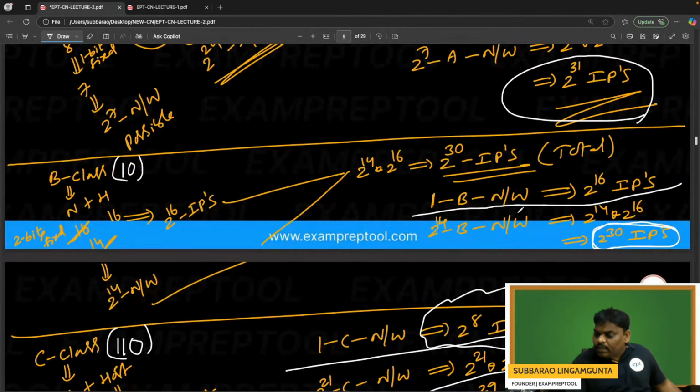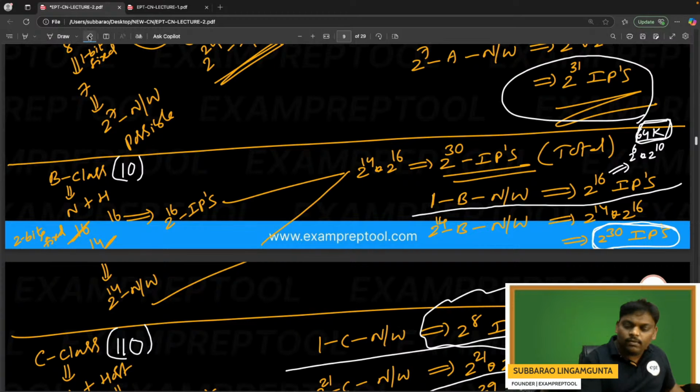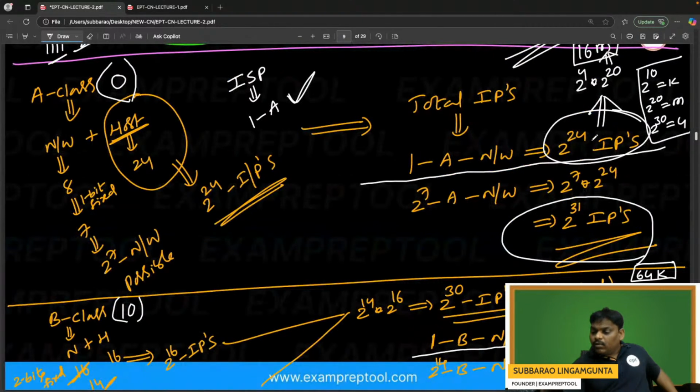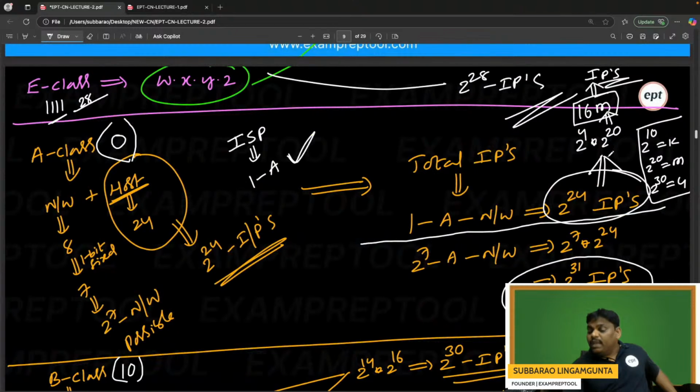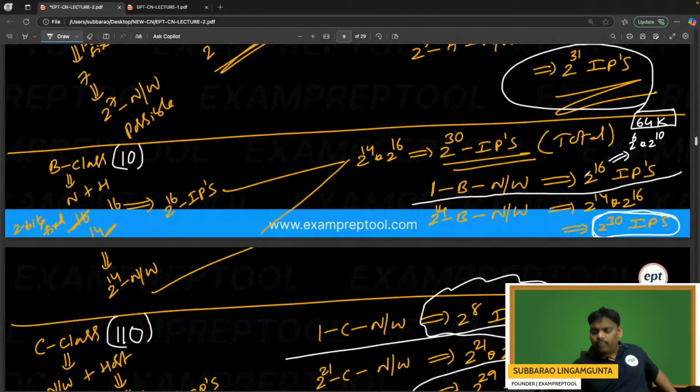Now one class B network has 2 power 16 IPs, which is nothing but 2 power 6 into 2 power 10. 2 power 6 is 64, 10 means K, so 64K IPs. One class B network has 64K IPs. If you go for class A, what is the answer? 16 million IPs. Right? Fine.